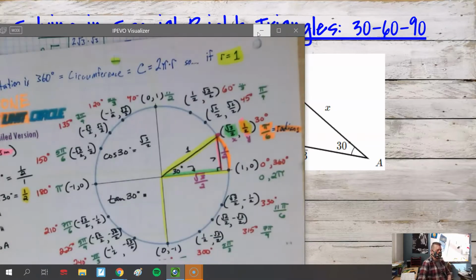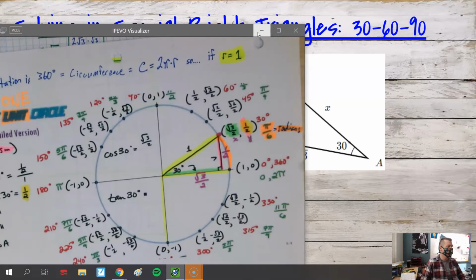Alright, we will pick this up next time. Have a wonderful day, guys. I threw too much at you, so all you really need to care about is the special right triangle stuff.